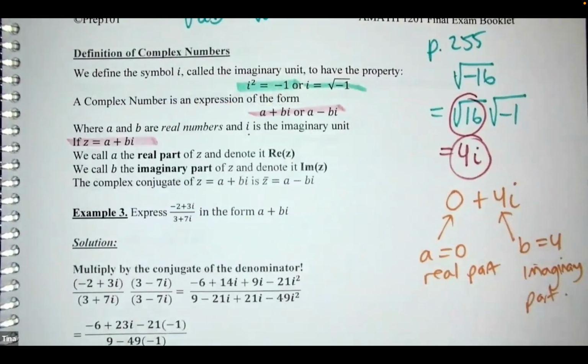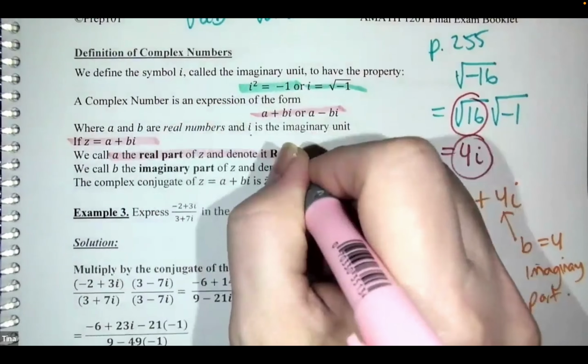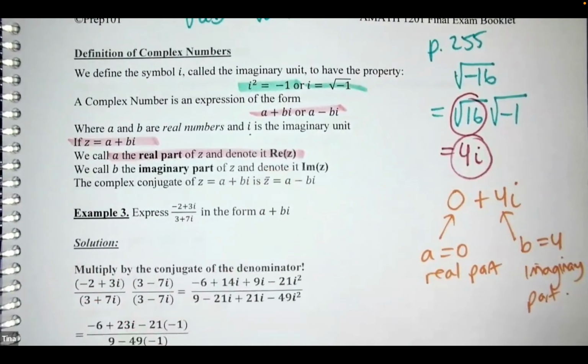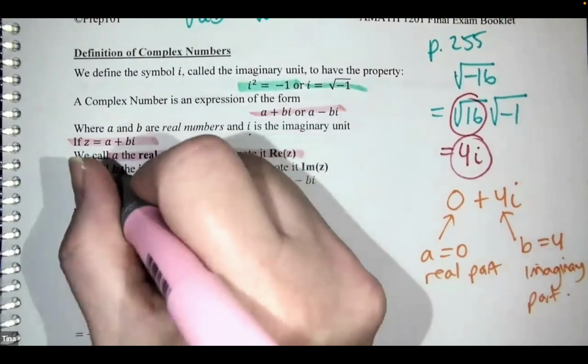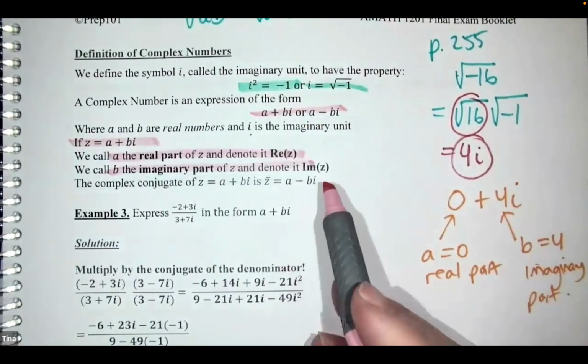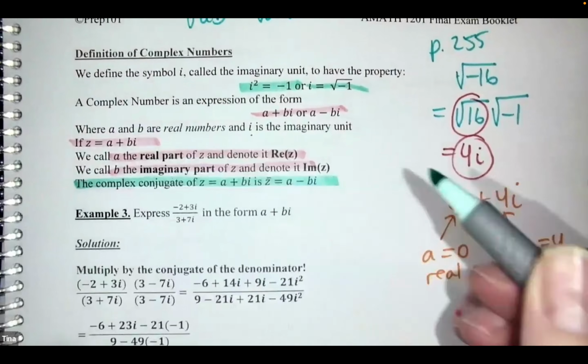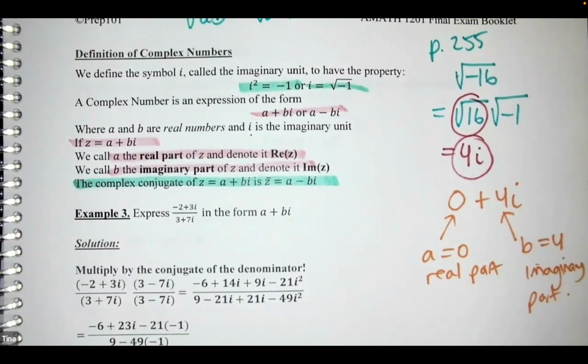So often they'll use the letter z to represent a complex number. z is a plus bi. a is the real part. Some people, instead of writing the word real, will write Re for real. And then b is the imaginary part. And again, some people will shortcut it as Im for imaginary instead of writing the word imaginary. The complex conjugate of a plus bi is a minus bi. So we use z and then z with a bar over it.